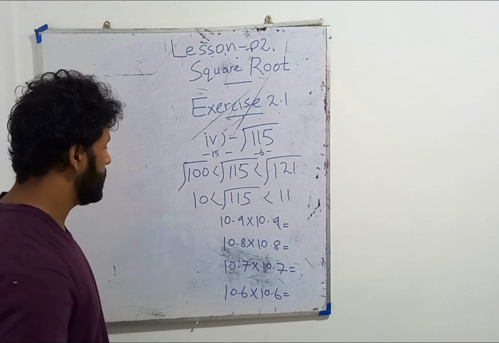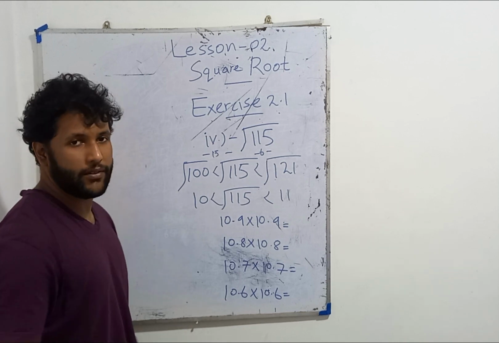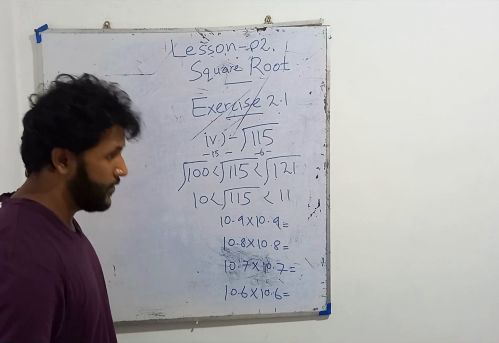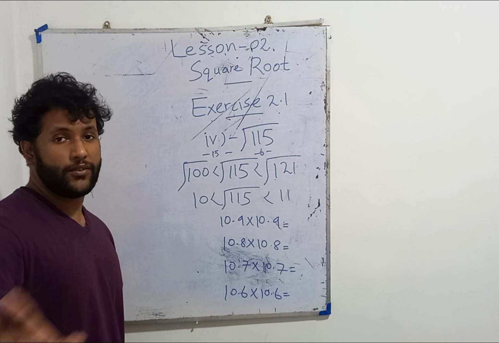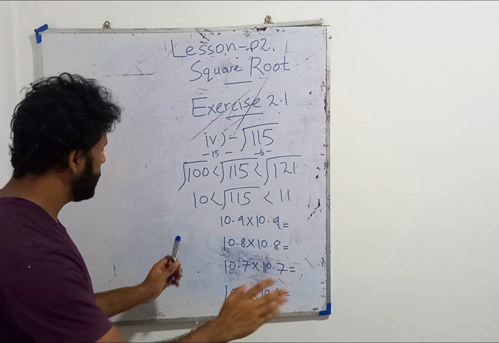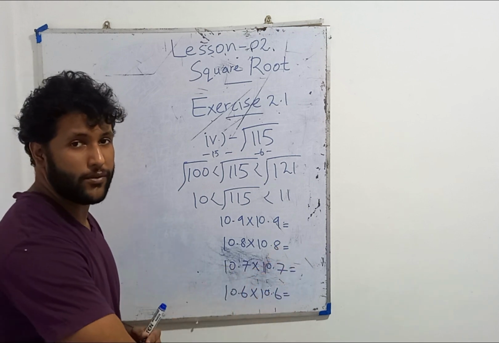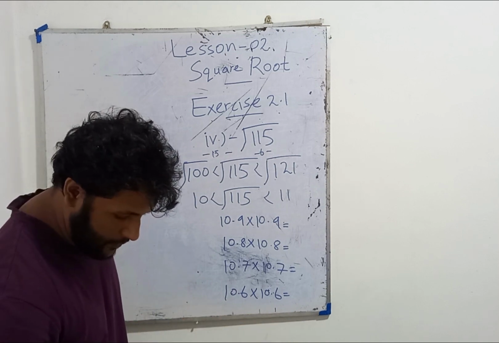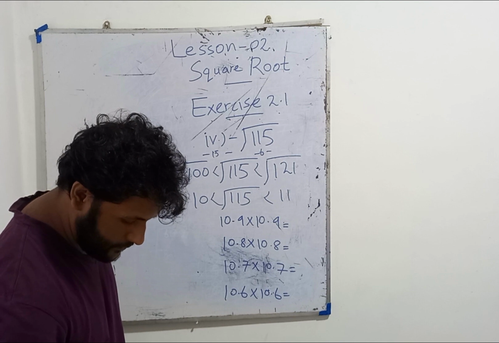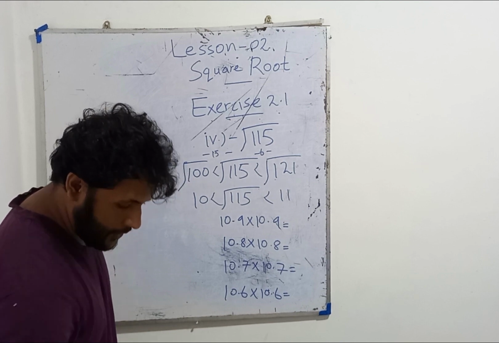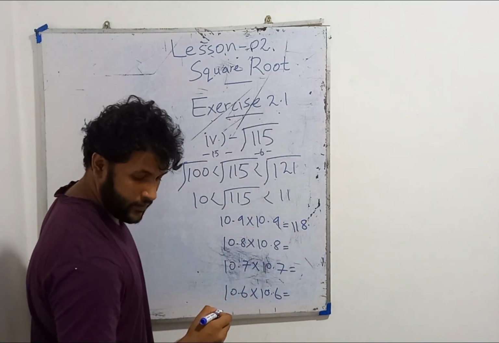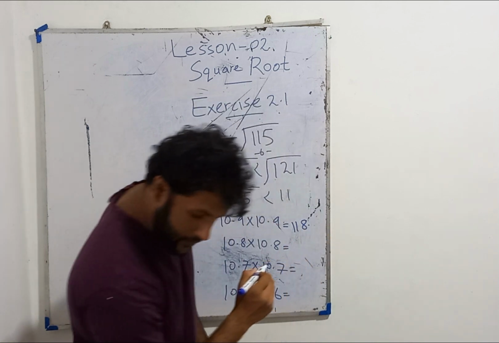Actually, I'm using a calculator now because I have to save time. You don't have to use a calculator, you can simplify. Of course, I can simplify, but then the video is going to be longer. I hope you can understand. Here, 10.9 into 10.9 is 118.81.